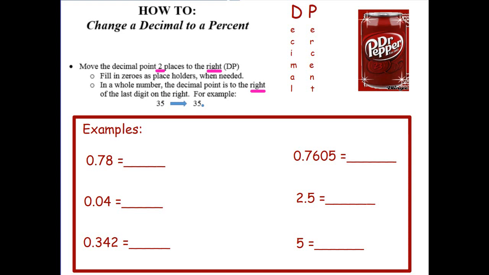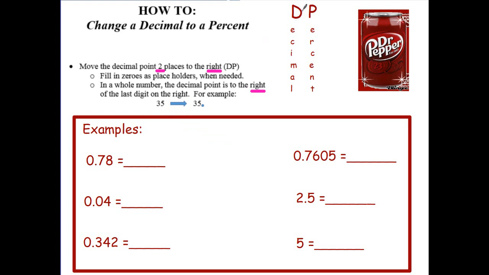To change a decimal to a percent, we're going to move the decimal point 2 places to the right. Fill in any zeros as placeholders when needed. If you have a whole number, remember that the decimal point is to the right of the last digit in the whole number. For example, if you have 35, the decimal point is invisible because it's not needed, but it is actually to the right of the 5. It's at the end of the whole number, behind the whole number.